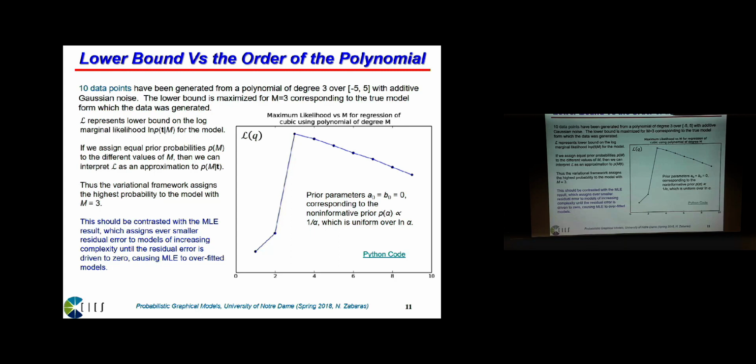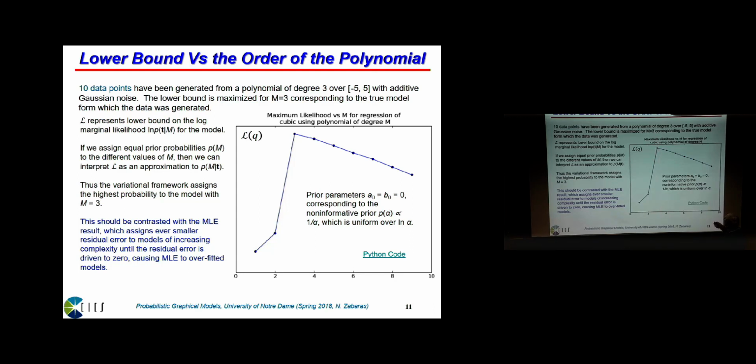If you try to do maximum likelihood, say, keep using higher and higher order polynomials, the likelihood will keep increasing, but you will overfit. With Bayesian inference and using this lower bound, that's not the case. And you can see here, it says m equals 3 is what explains the data.